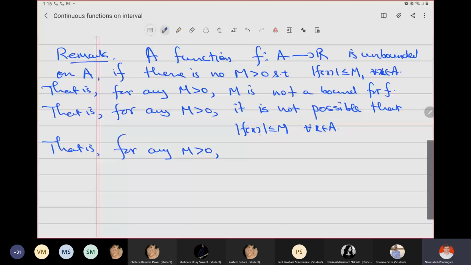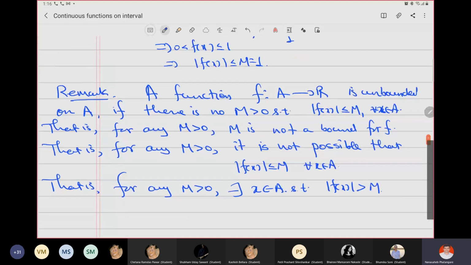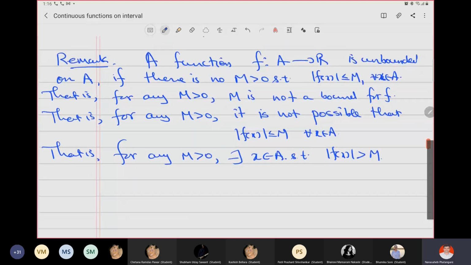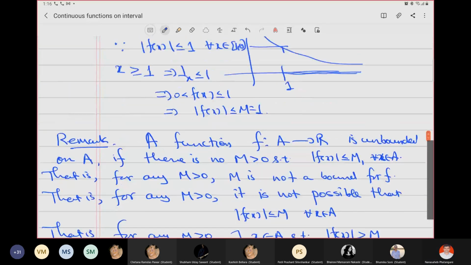So it is not possible for every x in A means there exists x in A such that f of x less than or equal to m fails, that is, f of x is greater than m. That means you give me any m, I can give you x with f of x greater than m. So this is the negation. Is it clear? That's what we did.